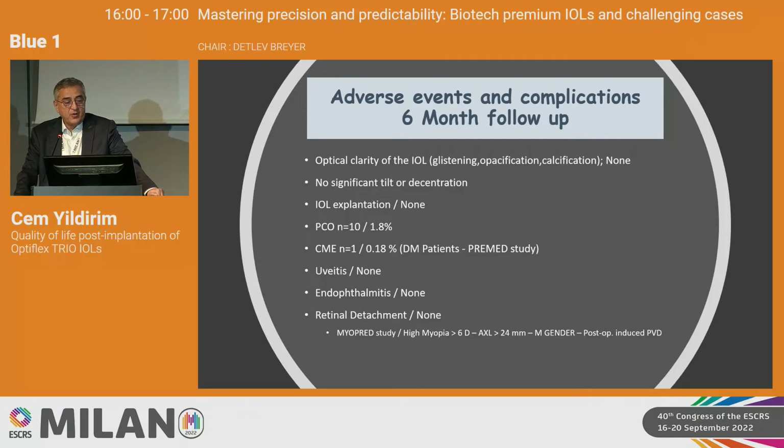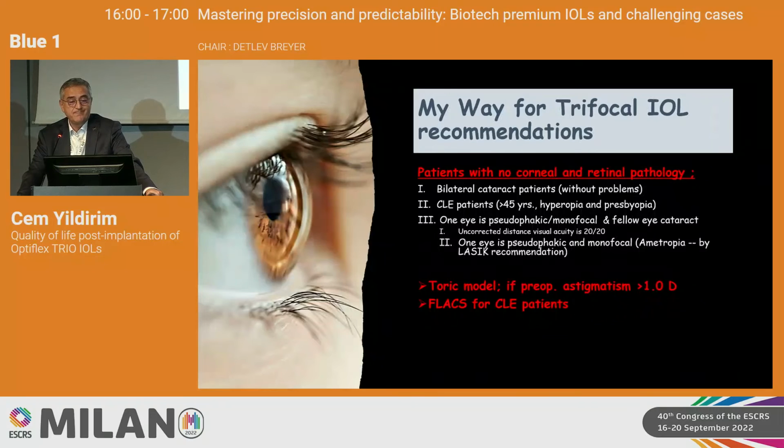At the 6-month follow-up, we didn't have any IOL explantation, no significant tilt or decentration. The PCO value was a little bit higher, 2% approximately. No uveitis, no endophthalmitis. But you have to be aware of the PYRAMID study when dealing with diabetic patients with a trifocal IOL. And we have to be aware of the MYOPRES study, which found that high myopia, high axial length, male gender, and post-op induced PVD are risk factors for retinal detachment after the surgery.